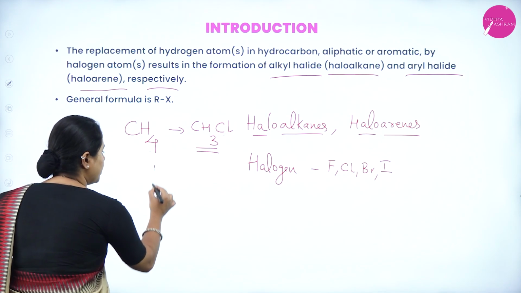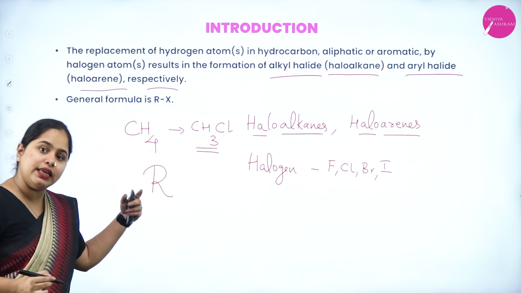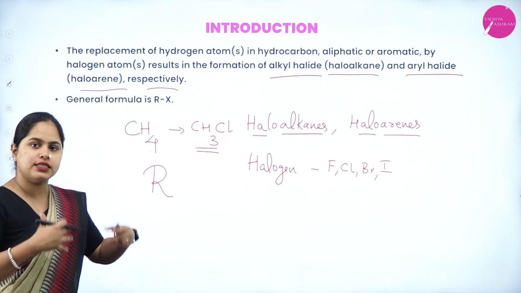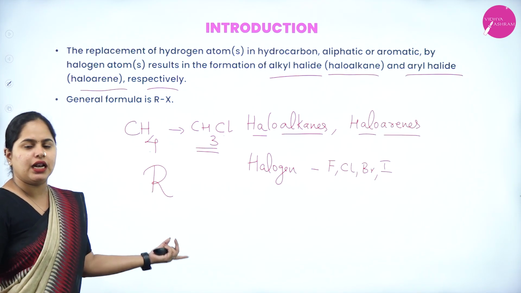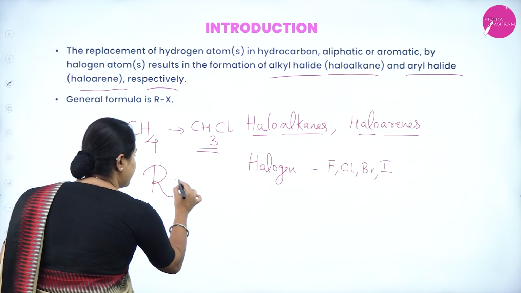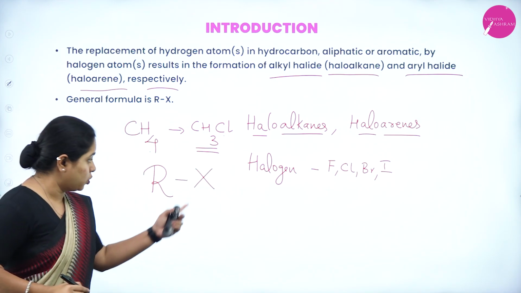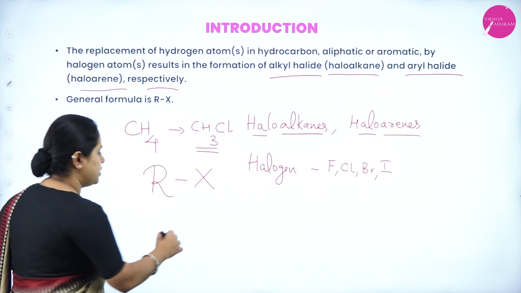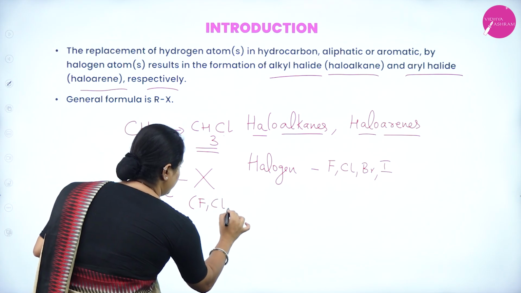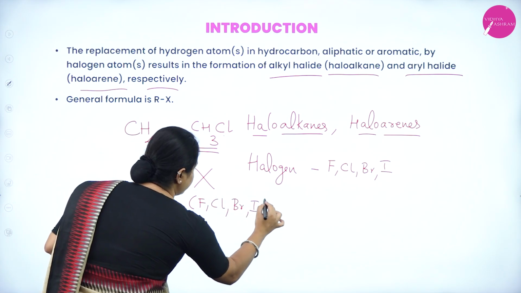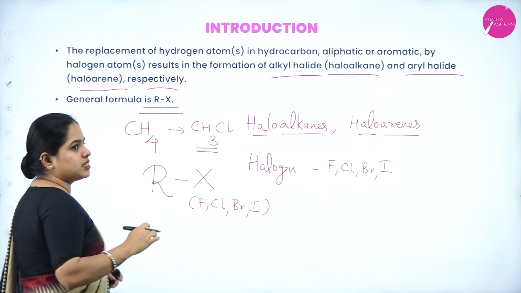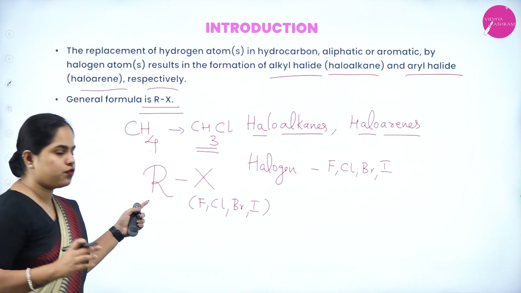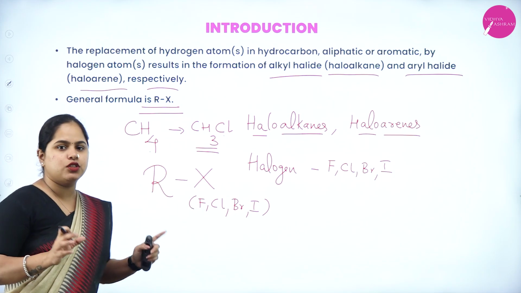So in general, how do we represent it? R stands for any alkyl group, or any aryl group also. There are haloalkanes and haloarenes, right? So R stands for any alkyl or aryl group, and X is written here. This X stands for whichever halogen is replaced. It can be fluorine, chlorine, bromine or iodine. As you can see here, RX is the general representation of an alkyl halide or aryl halide. R stands for the alkyl or aryl group, X stands for the halogen.